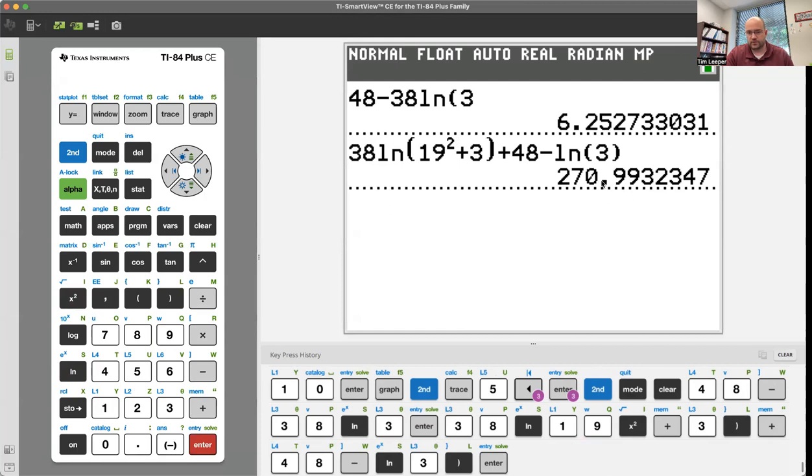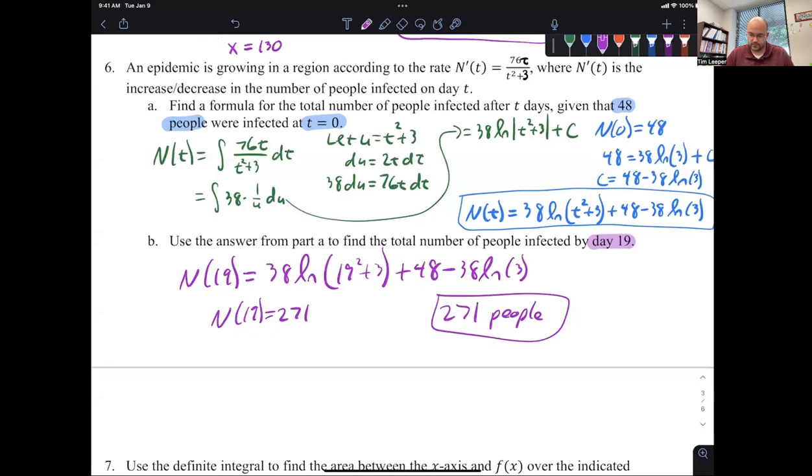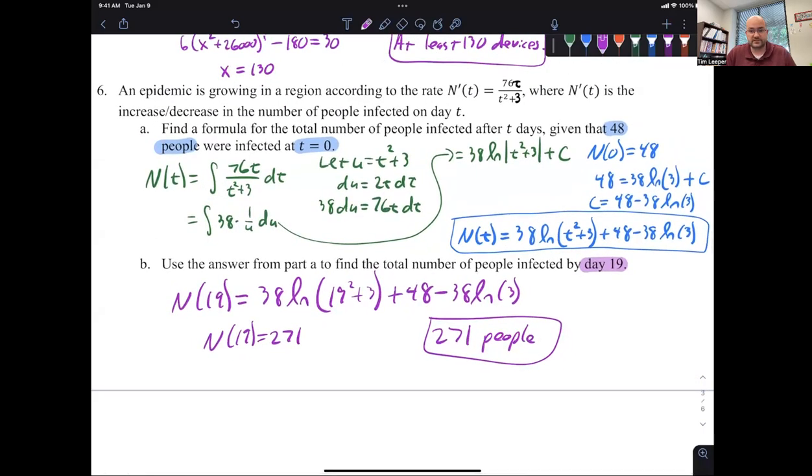270.99, round to the nearest whole number, so it'd be 271. And that is people. And there we go. Here is example 6 for review for exam 4. Have fun.